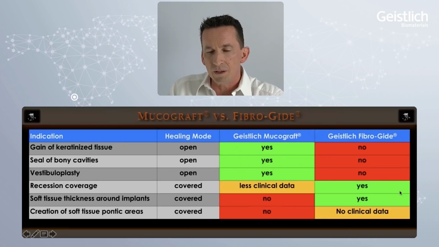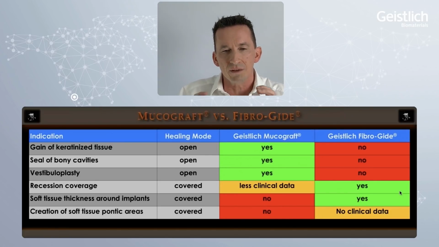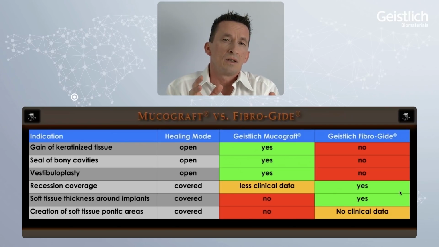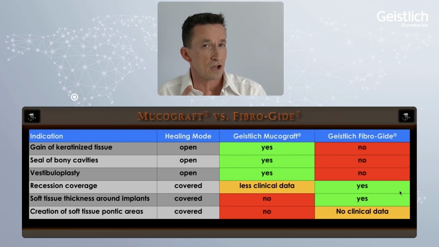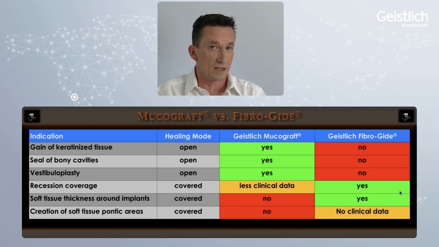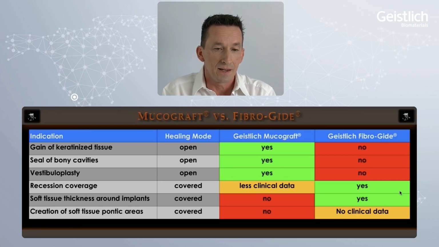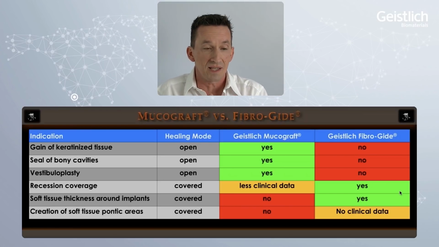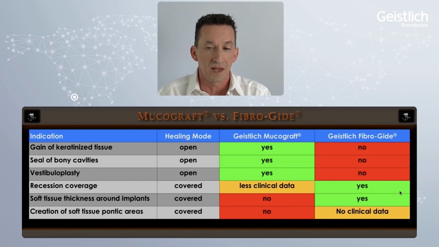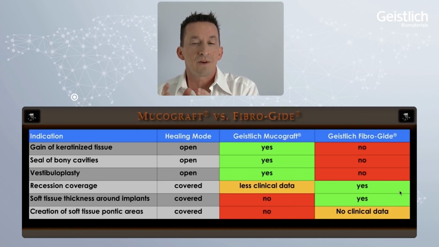So what now? The comparison about Mukou graft and Fibro guide. Because some of you may say, you already have an artificial connective tissue. And I have to say the Mukou graft is not a connective tissue graft. It is the same like a free gingival graft. It is allowed to have an open healing. It is allowed to seal bony cavities, and it is allowed to use in vestibuloplasty techniques, as I showed you already. For all those, the Fibro guide is not made for.